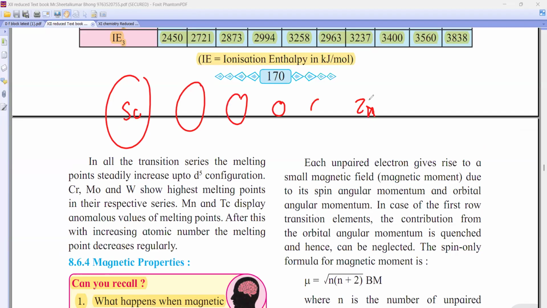Arey bolo na, it should decrease na beta. Why does atomic size decrease across the period? Across the period, the number of shells remains the same, and nuclear charge increases. So the outer electron is pulled closer, right? Yes. But beta, here we are going to study a few things.